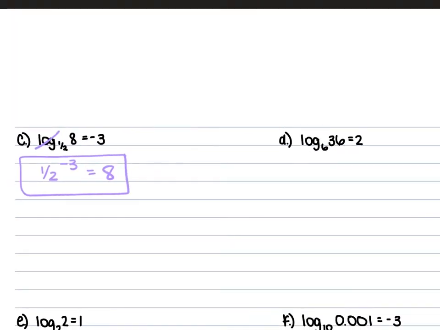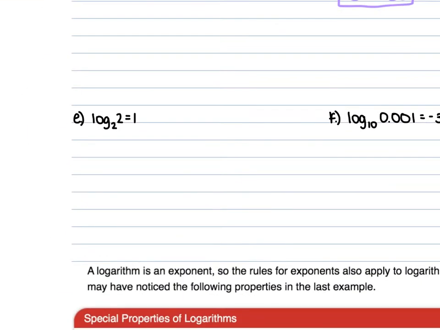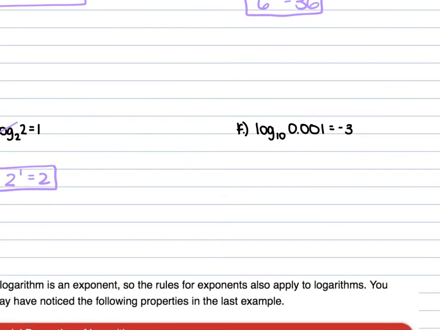For d, we have log 6 of 36 is equal to 2. So drop the log. So 6 to the power of 2 is equal to 36. E, we have log 2 of 2 is equal to 1. Drop the log. So 2 to the first power is equal to 2. For f, we have log 10 of 0.001 is equal to negative 3. Drop the log, so we have 10 to the power of negative 3 is equal to 0.001.